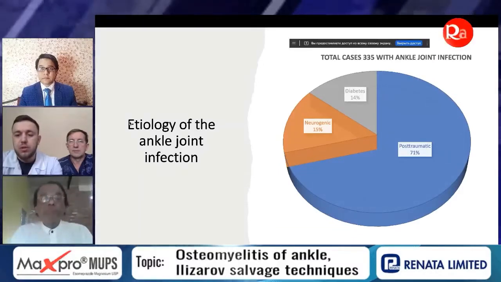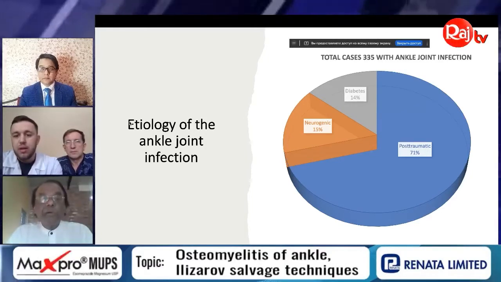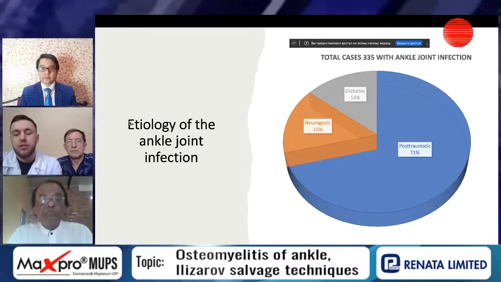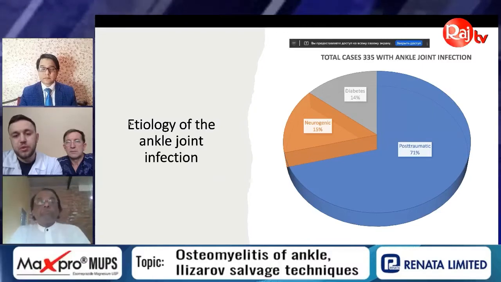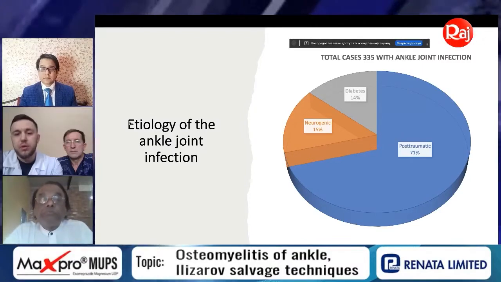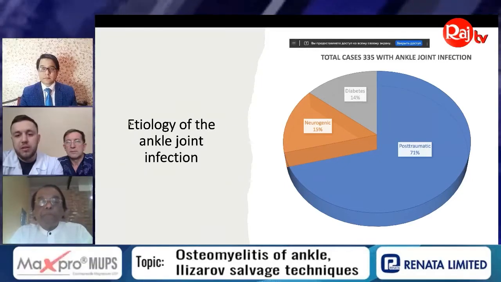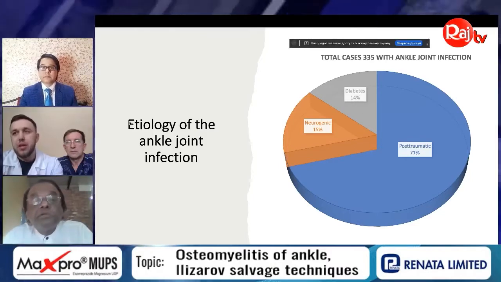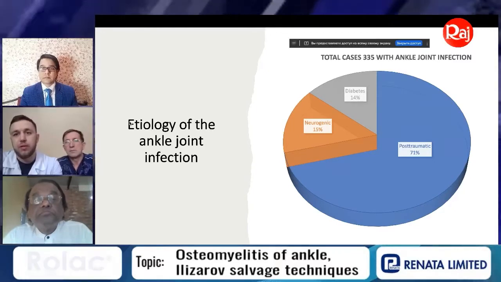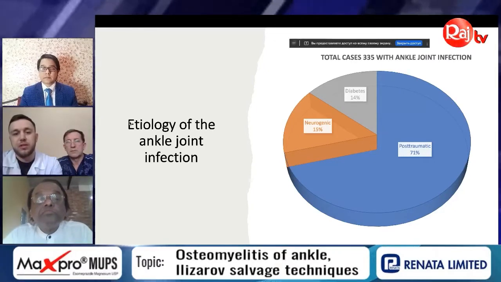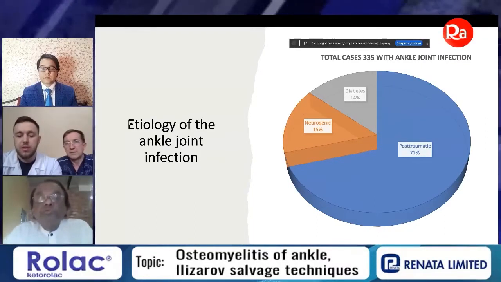The most common etiology of osteomyelitis in the ankle joint is trauma, post-traumatic. In 29% we can find that diabetes and neurogenic disorders can provide problems with the ankle joint, because these comorbidities can start the infection process in the ankle joint.